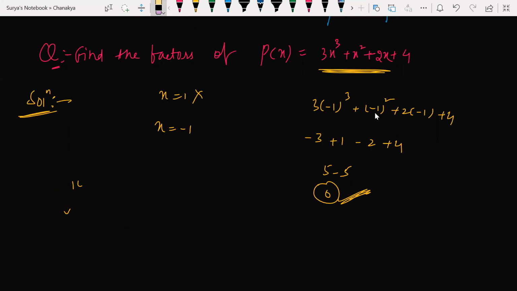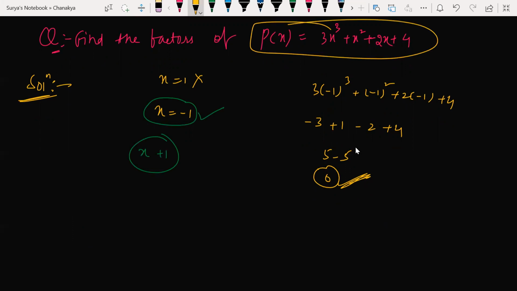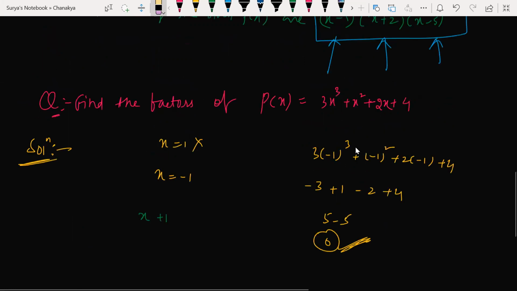Can we do division once we get the factor? You can do that, converting into quadratic. You can do with long division also. Look at it. Say now x is equal to -1 is satisfying. So x plus 1. I need to divide this polynomial with x plus 1. You will get the quotient. Factorize that quotient. Same answer you will get. Let's see. Shall we check?